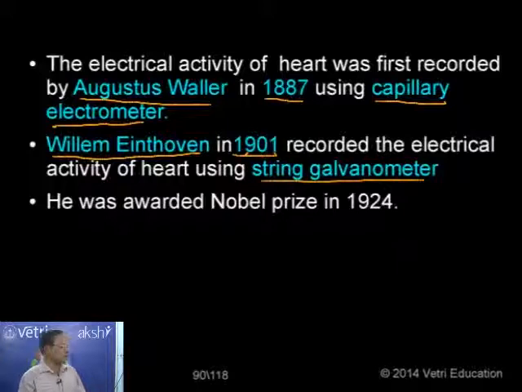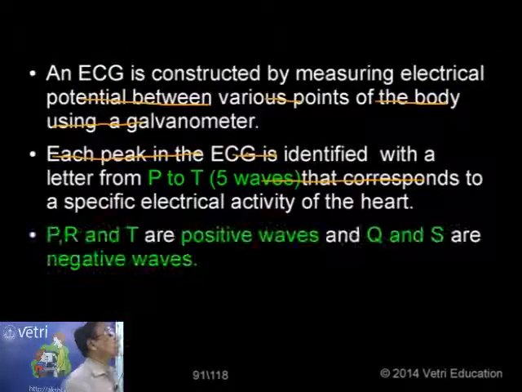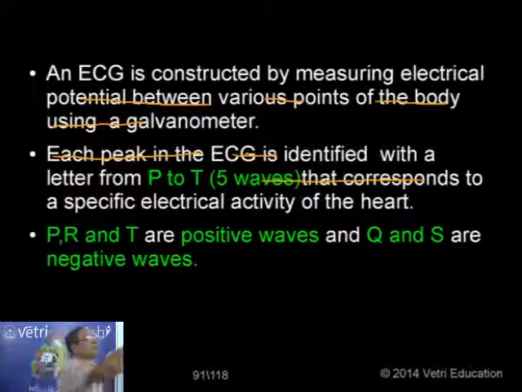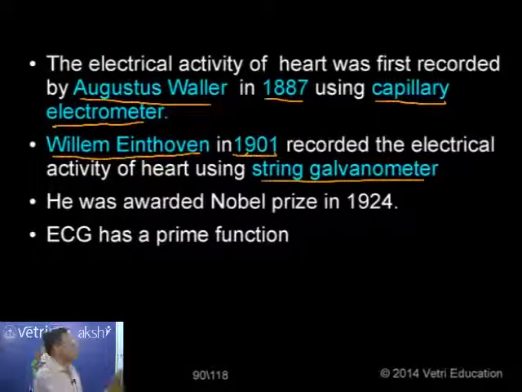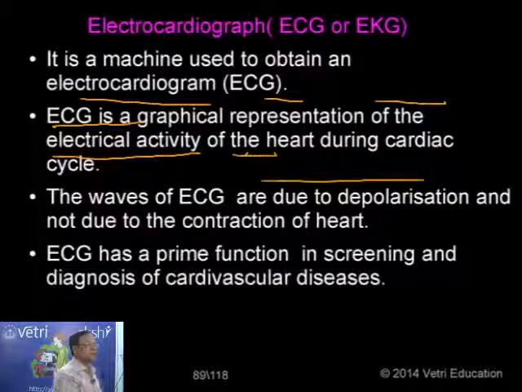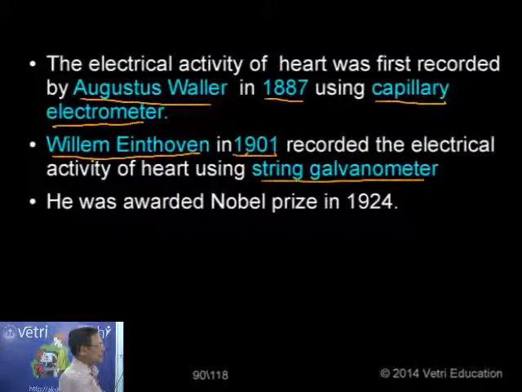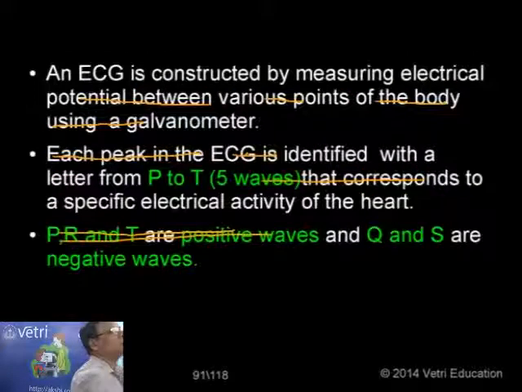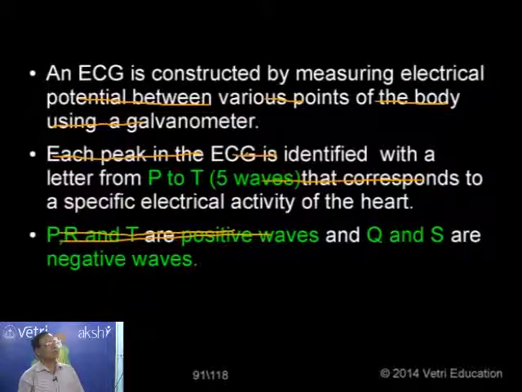So what is the prime function of ECG? ECG has a prime function mainly for screening and diagnosing cardiovascular disease. Now, let's go to something about ECG in detail. How can you construct an ECG? An ECG is normally constructed by measuring the electrical potential, that is nothing but the action potential, between various points in the body.